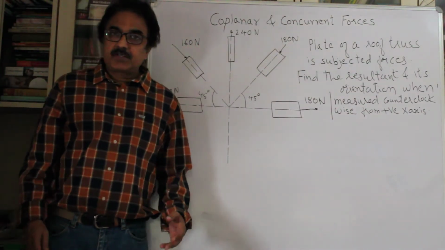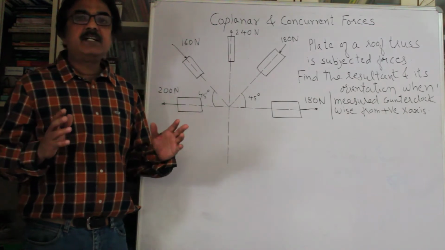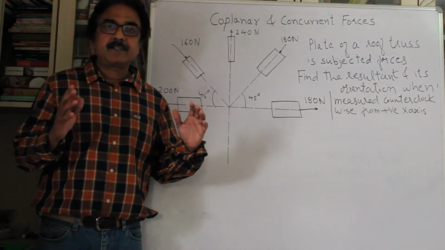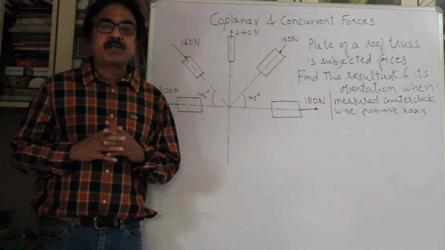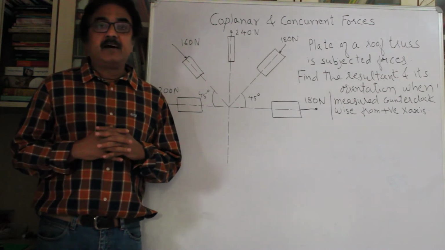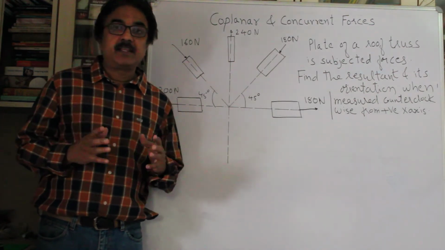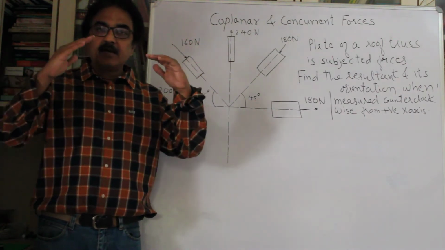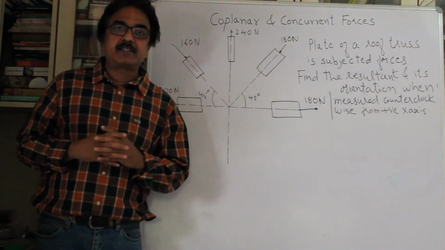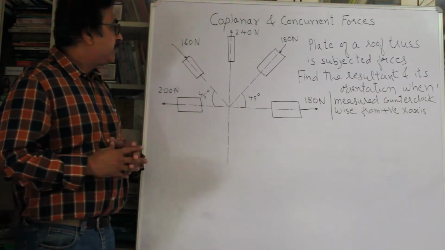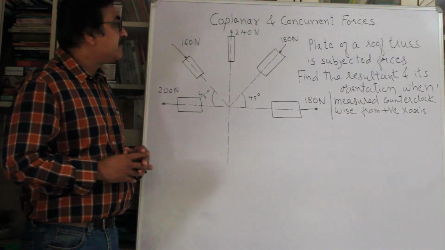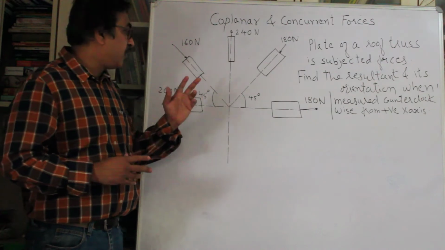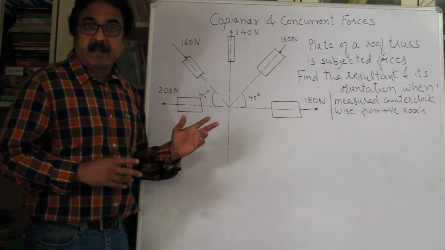So, students, you must have seen a truss, which is an arrangement to support a roof structure. You must have seen huge roofs in stadiums, and they are supported by some arrangement at the top that is called a truss. So here we have 5 members of the truss, and they are subjected to different forces. You want to find out their resultant.